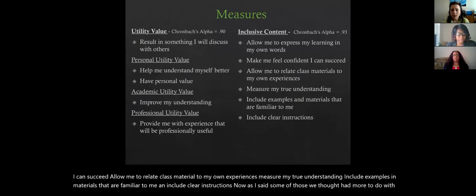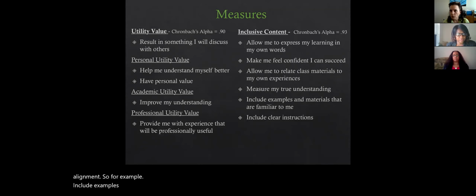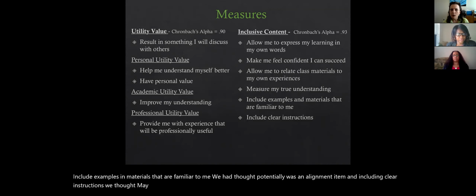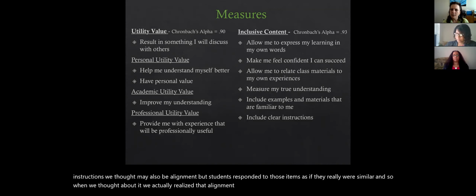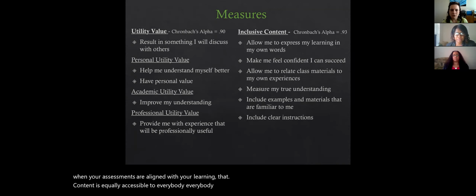So for example, include examples and materials that are familiar to me, we had thought potentially was an alignment item, and including clear instructions we thought may well also be alignment. But students responded to those items as if they really were similar. And so when we thought about it, we actually realized that alignment is probably one subcomponent of inclusive content, because when your assessments are aligned with your learning, that content is equally accessible to everybody. Everybody's been taught it, essentially.